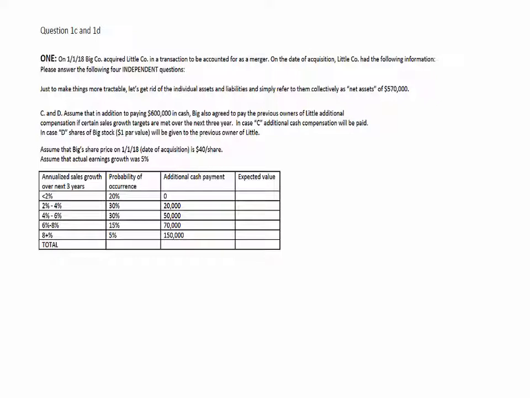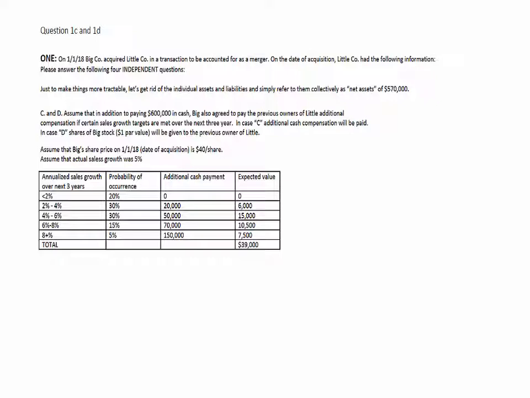Now, we need to find out what's the expected value of this additional cash payment. What we'll do is multiply each potential payout by the probability of that payout occurring. So 20% times 0, 30% times 20,000, 30% times 50,000, and so on. We sum those up and get a total expected value of $39,000. And so that's the expected value of this promised additional payment.